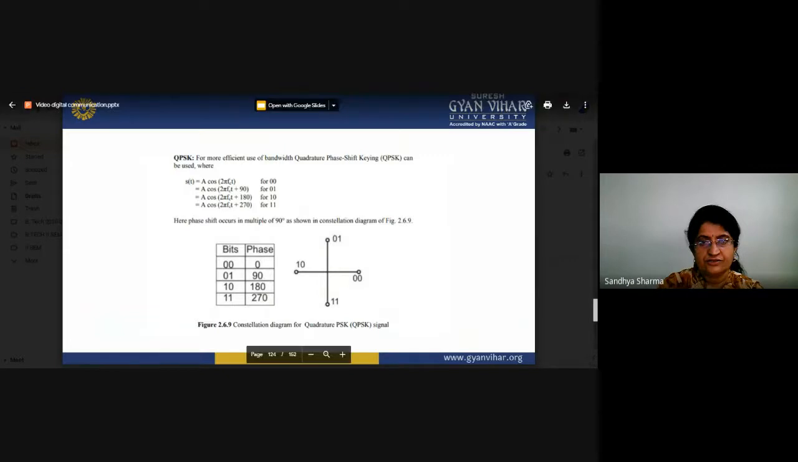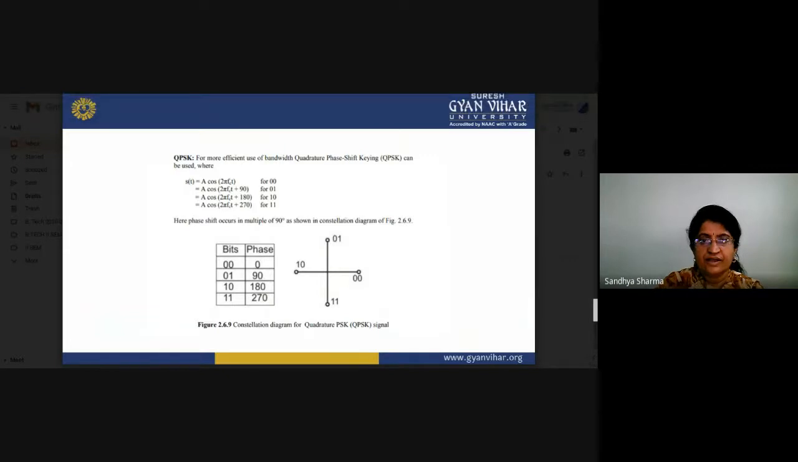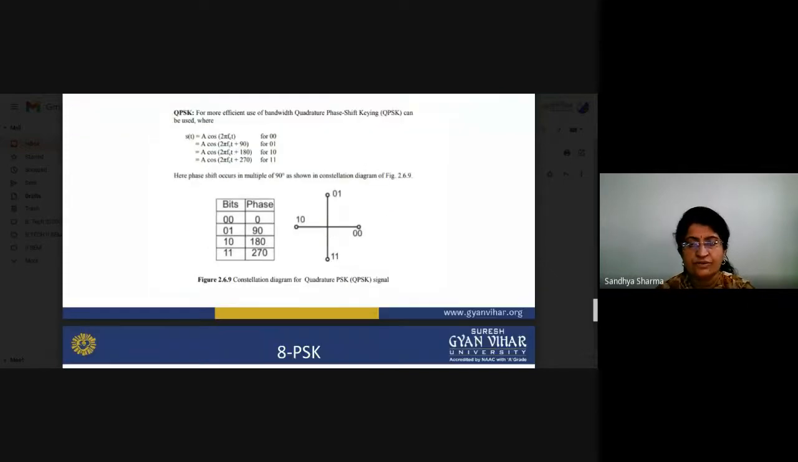Here the phase shift occurs in multiples of 90 degrees. So that is 00, 01, 10 and 11. So that is the phase shift.